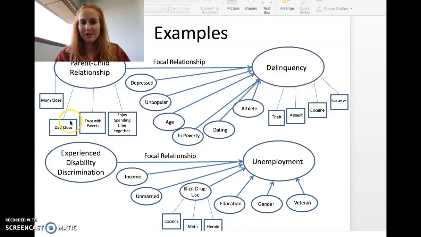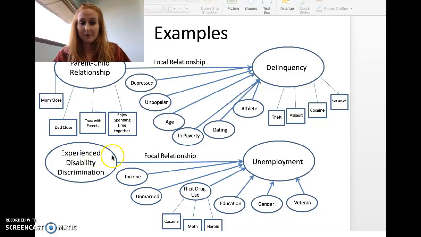Okay, so we can see they actually have a scale on the independent, a scale on the dependent, and then the focal relationship, you see all these other little ones. Feeling depressed, feeling unpopular, your age, being in poverty, your dating habits, whether or not you're an athlete, they all think those have some kind of relationship also to delinquency in the form of control variables. So it can get really busy in here. It depends on how you want to diagram things.